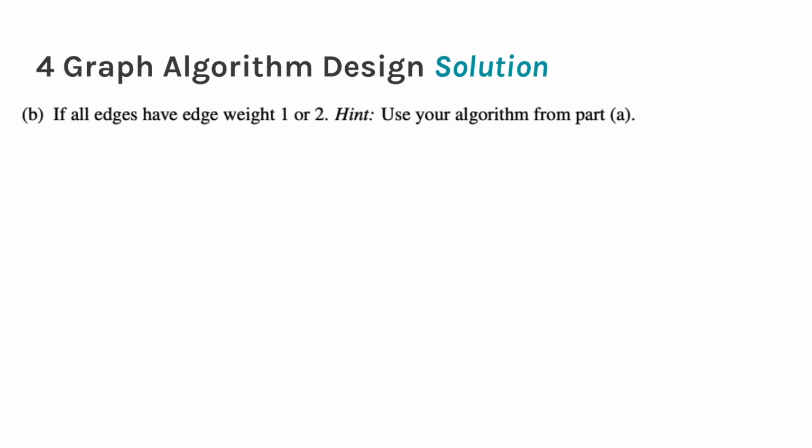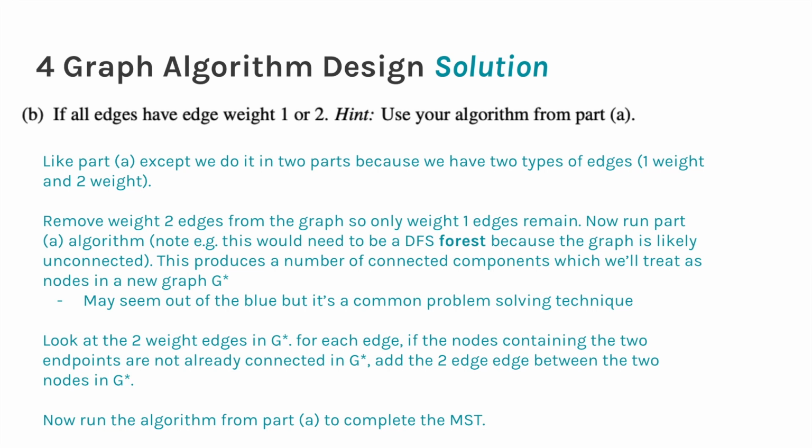Part B extends this a little bit further. Say all edges have edge weight 1 or 2. In this case, it's basically doing what we did in part A, but extending it a bit further so we can isolate all the edges with weight 1 and then isolate all the edges with weight 2. So we do it in two parts. The first part is you remove all weight 2 edges from the graph, so only weight 1 edges remain, and then you run your algorithm from part A.